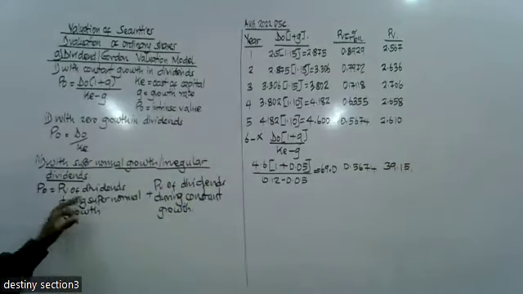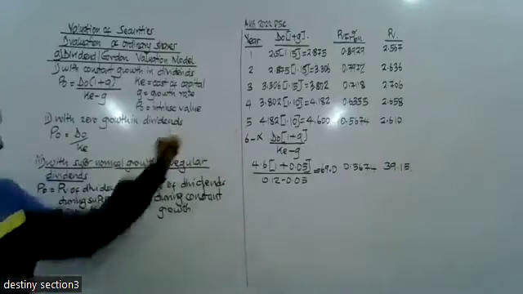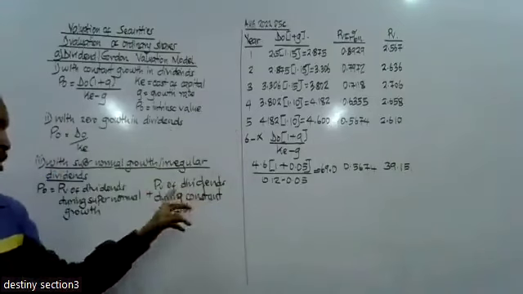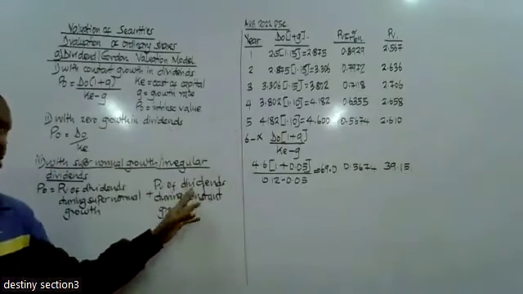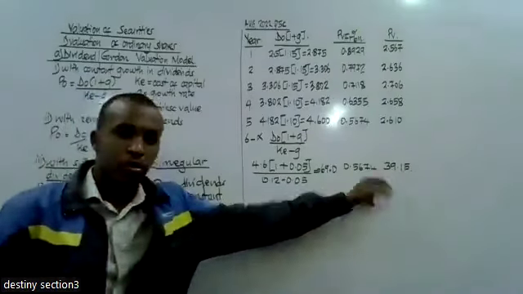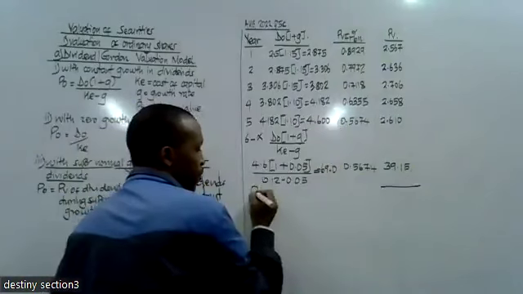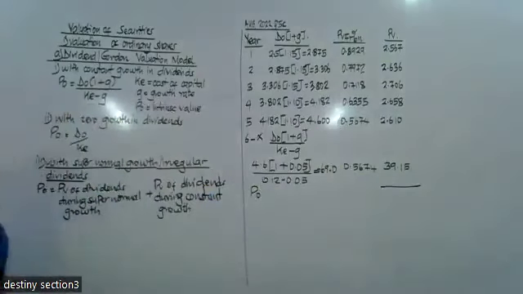So you have gotten the present value of dividends during supernormal growth up to year five. Then from year six up to perpetuity, it is constant, the present value of dividends during constant growth. So therefore, your total intrinsic value is the sum of the two. Give me your total intrinsic value.